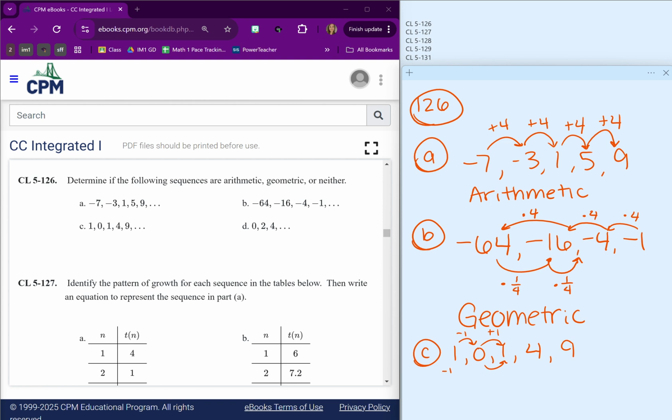Like I said earlier, these numbers did stand out to me as perfect squares. -1 times -1 is 1. 0 times 0 is 0. 1 times 1 is 1. 2 times 2 is 4. 3 times 3 is 9. That is a pattern, but it's neither arithmetic nor geometric. These are perfect squares. We'd say neither.